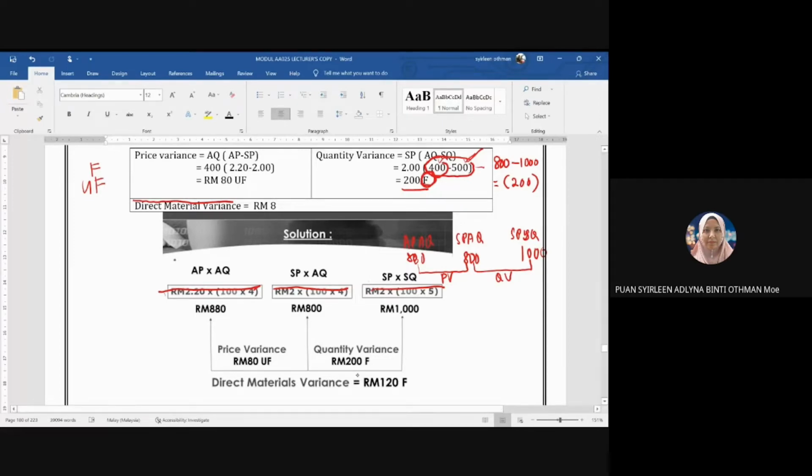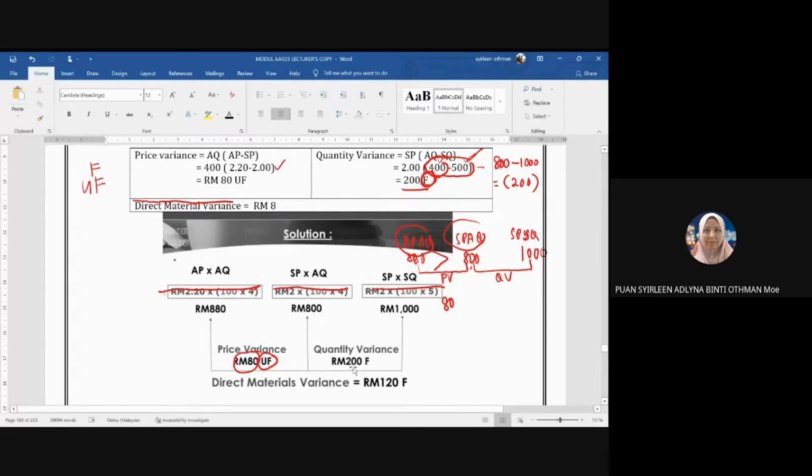So APAQ is 880, SPAQ is 800. Kalau I banding dua ni, saya akan dapat 80. Okay, 80. This is actual. This is standard. Okay, so bila you tengok actual you lebih besar dari standard, it's unfavorable. Okay, ataupun kalau awak nak guna yang ni sebagai cara nak tentukan UF dengan F pun boleh.